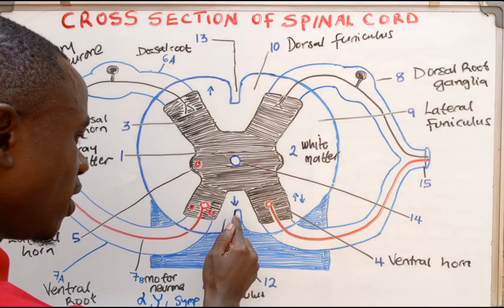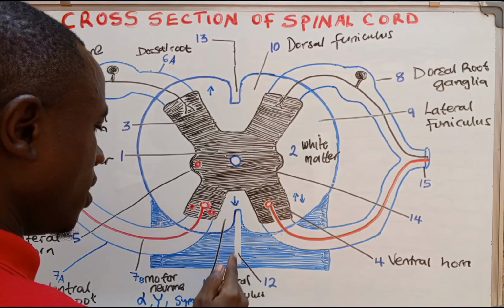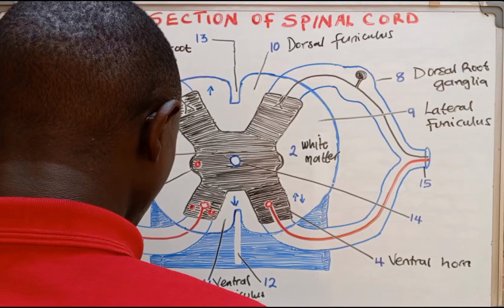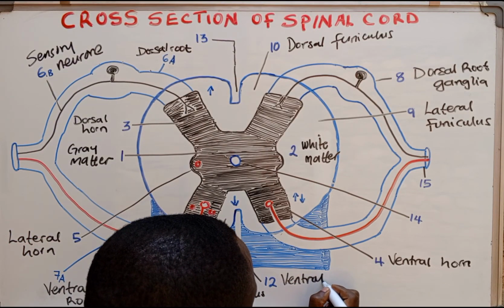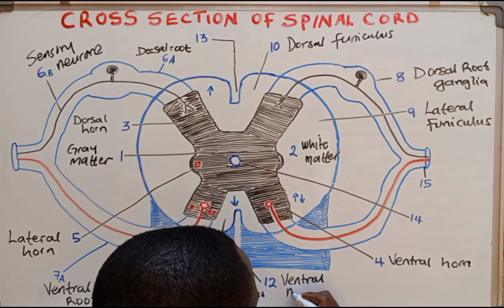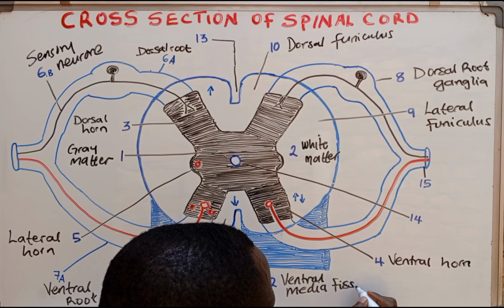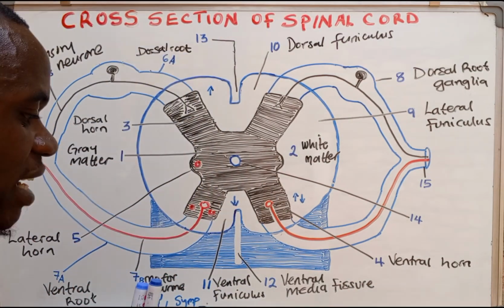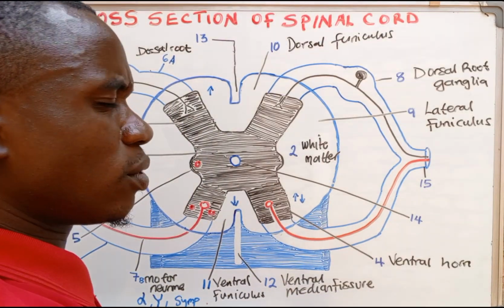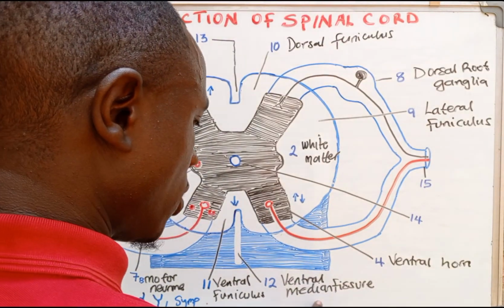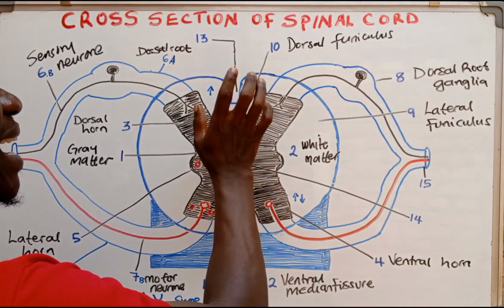Now that's number 12. You see the whole of this structure here, this groove, this depression. This depression is what we call the ventral median fissure. This one houses especially the spinal artery. That's number 12.